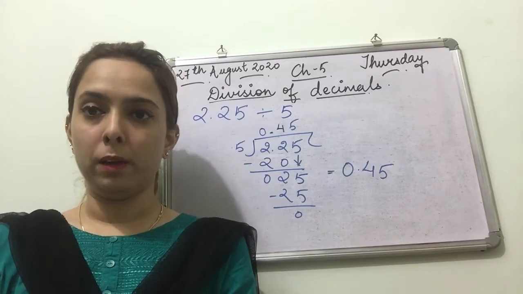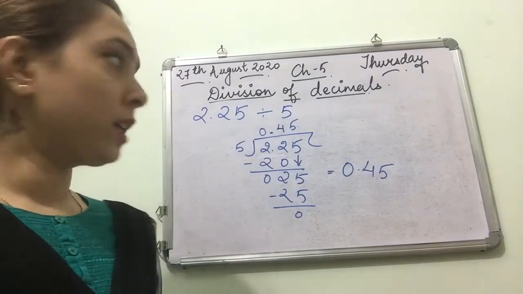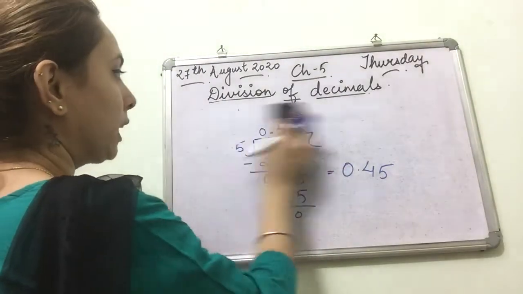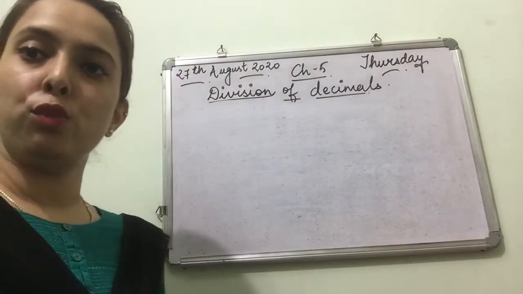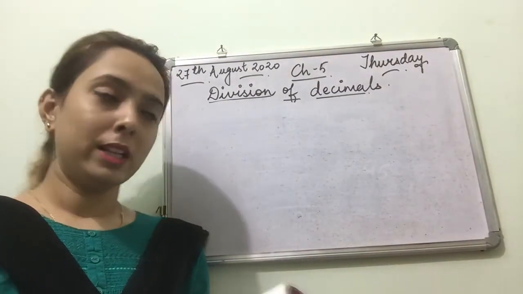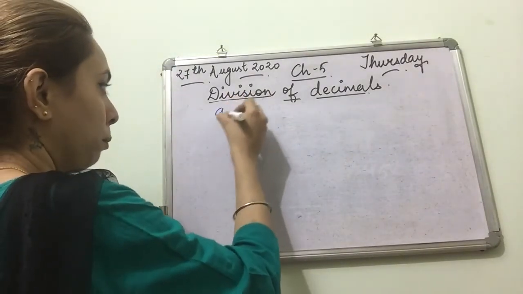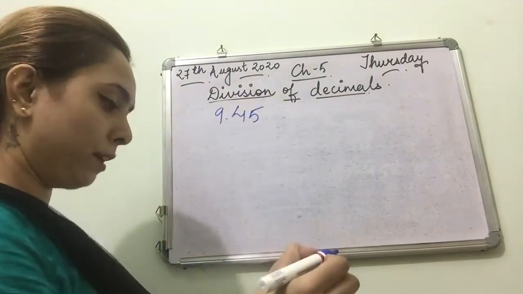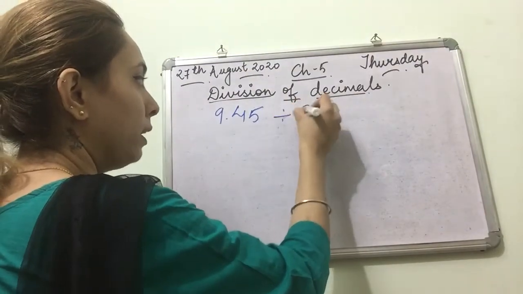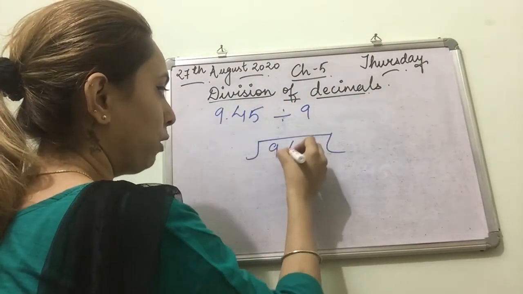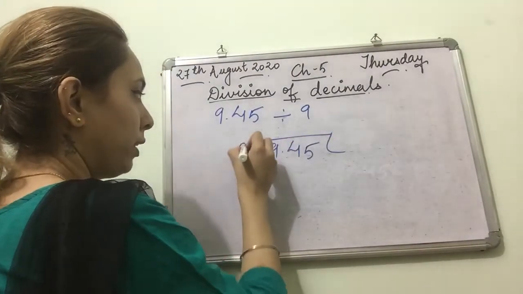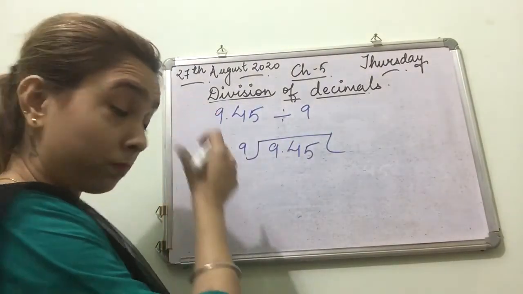by a whole number. Let me take one more example. These examples are given in your book only, and I am explaining from your book's example. So let's take one more example. 9.45 divided by 9. Again, 9.45 is the dividend and 9 is the divisor.